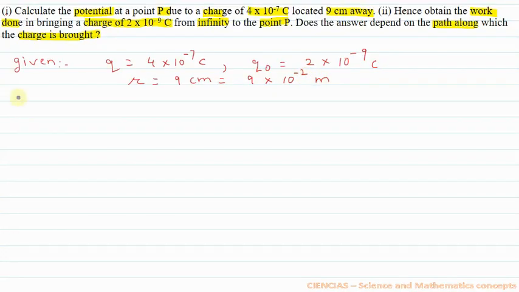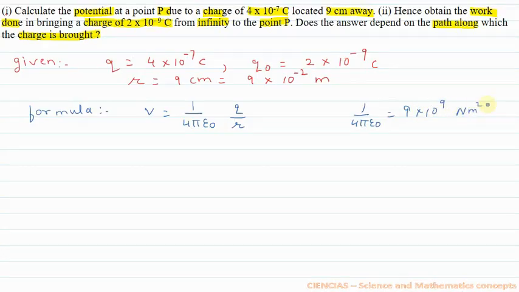So the formula for the first case: potential is always calculated by 1 upon 4 pi epsilon 0 into Q upon R, and the value of 1 upon 4 pi epsilon 0 is 9 × 10^9 newton meter square per coulomb square. And for work done is charge into potential. So now we see the solution for this question.